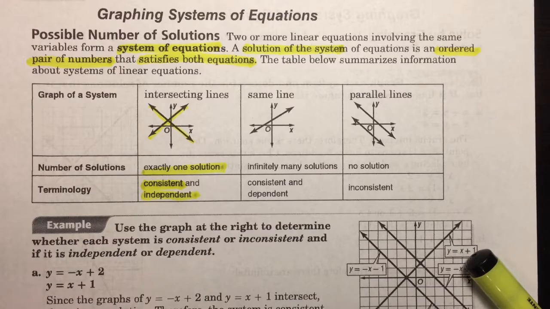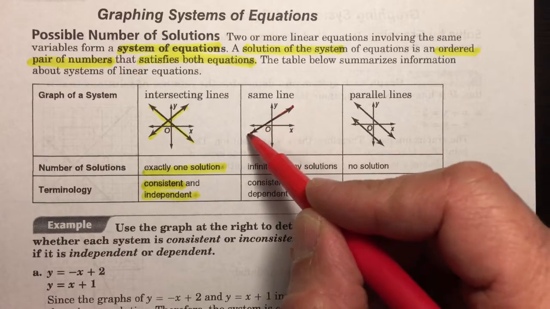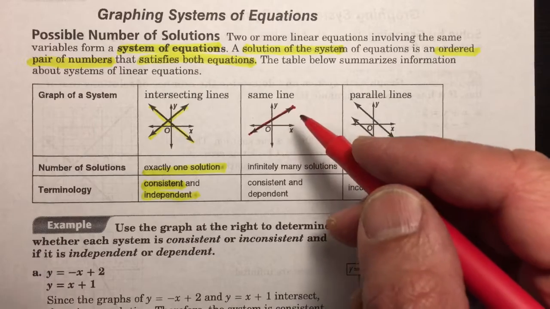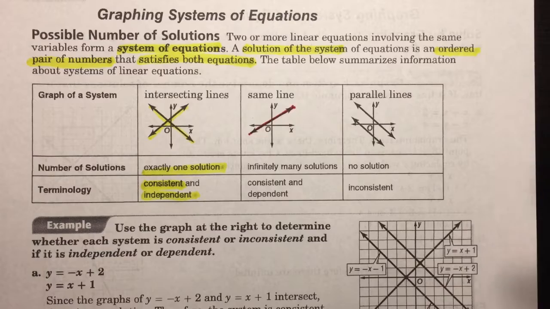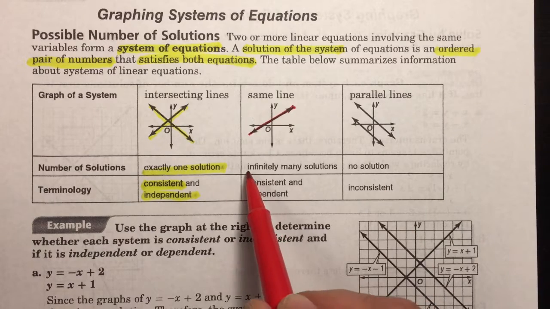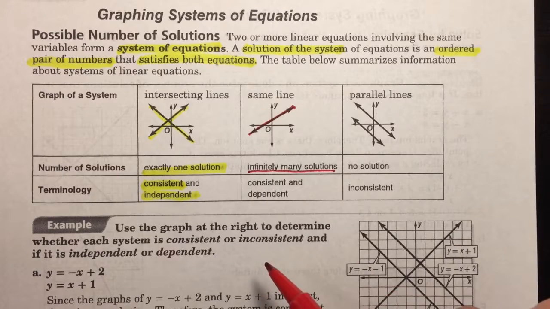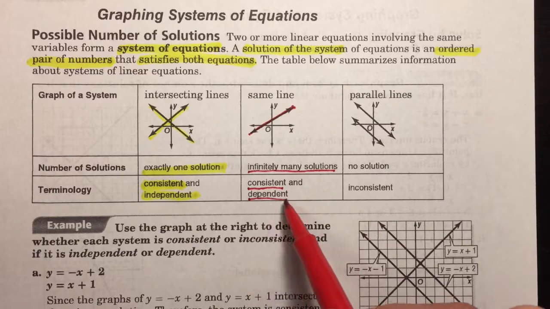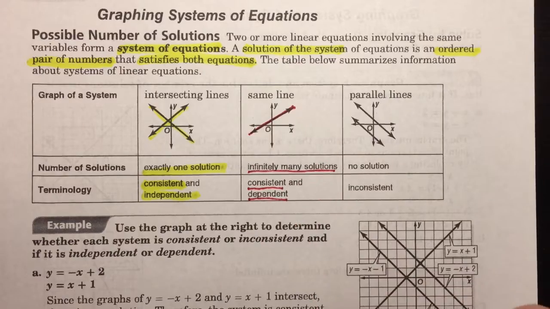If the system consists of the same line, meaning one on top of the other, two lines but the same one on top of the other, the intersection of these two lines is all the points in the line, infinite points. So we say that the number of solutions is infinitely many solutions. And we say that the system is consistent and dependent when one line is on top of the other, or is coincident with the other one.